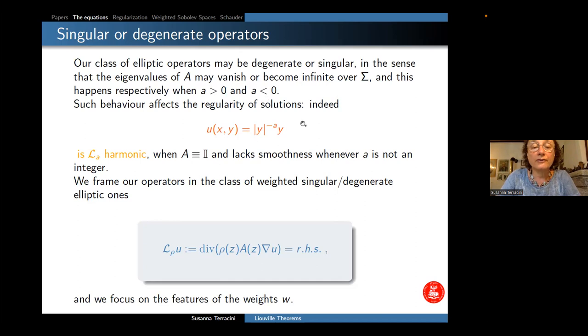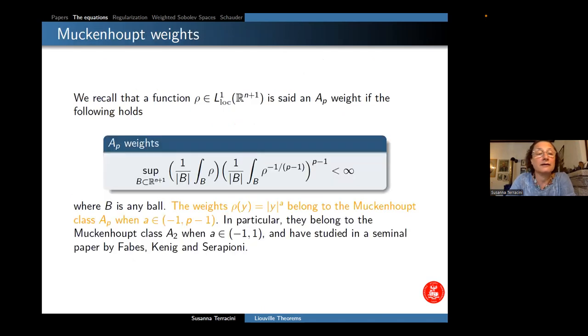In fact, we do have solutions which are not regular, and whose regularity may in fact be affected by the value of the exponent A. But when you look closer at the solution, you understand that this is not the class of solutions that we are considering, because they do not meet the natural boundary condition at gamma.